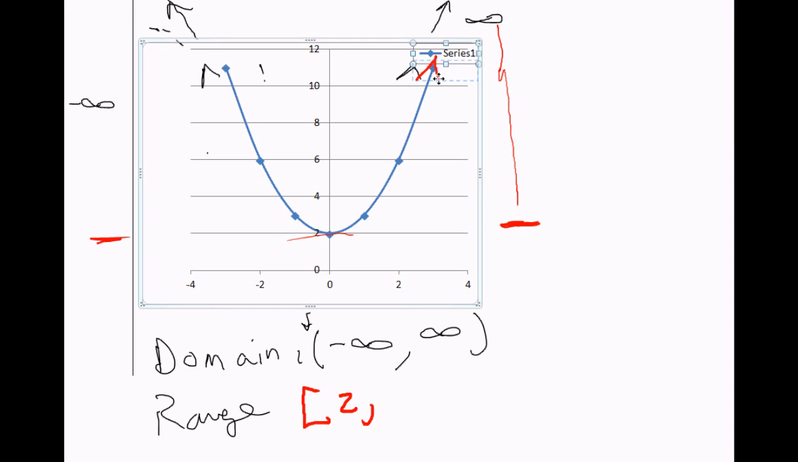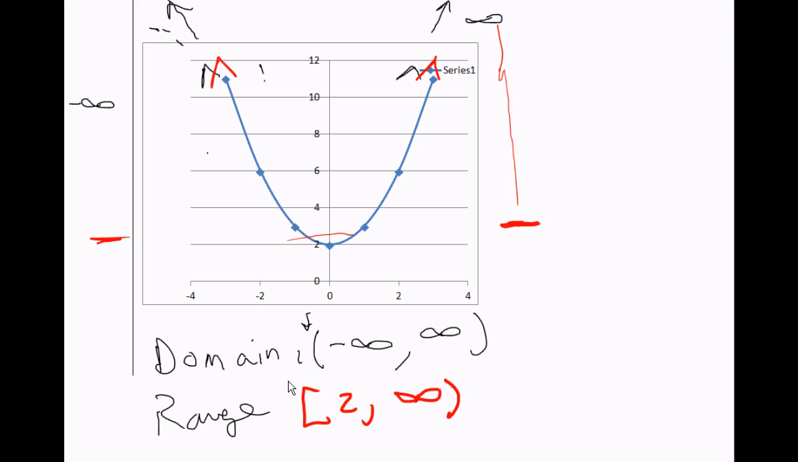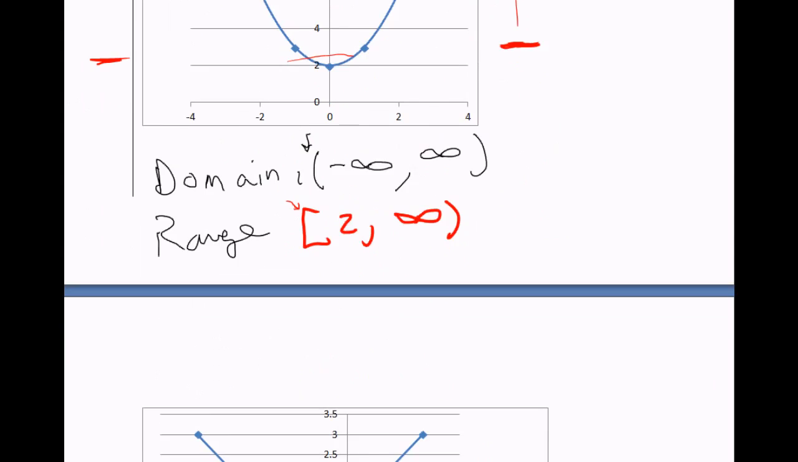You see the arrows make this graph go up and up and up, so there's no limit. So going all the way up, it goes to infinity. You never touch infinity, so we have a parentheses. We are touching 2. 2 is actually a point, so that's why we use a bracket here. So the range, the lowest point is 2, the highest point is infinity. Domain, you both have negative and positive infinity for this.